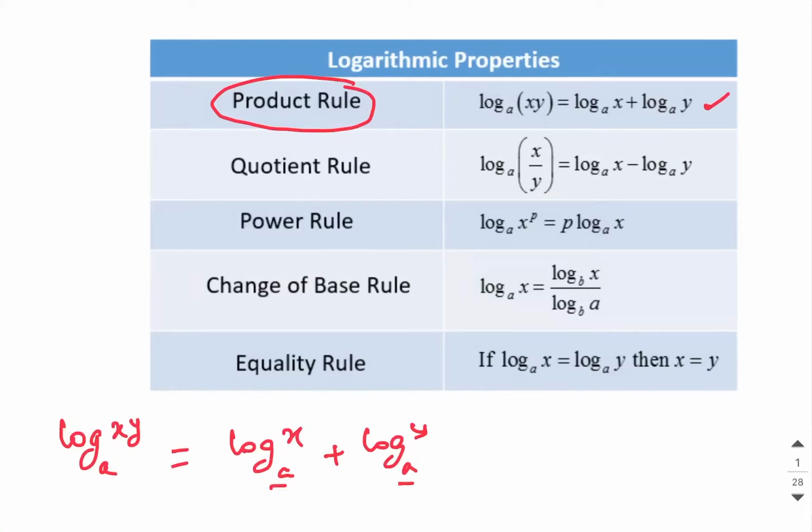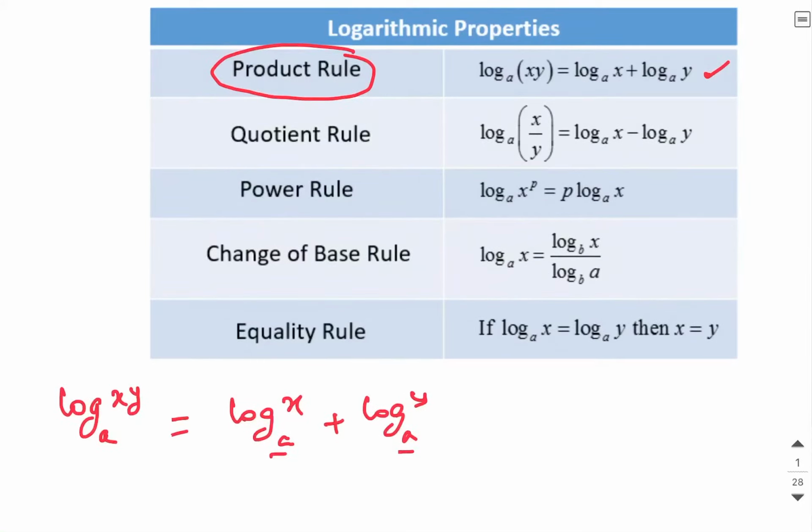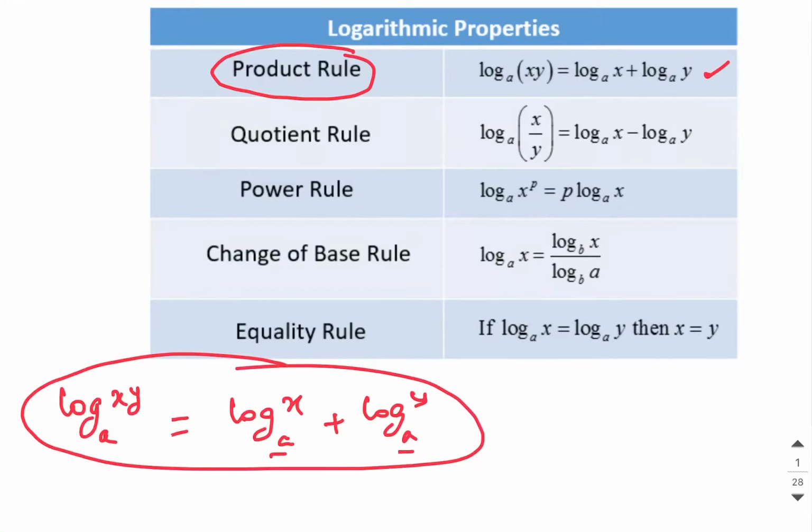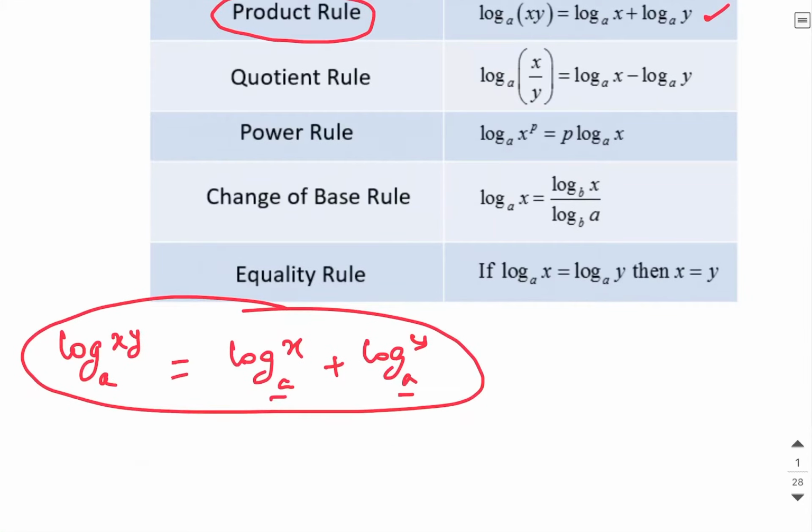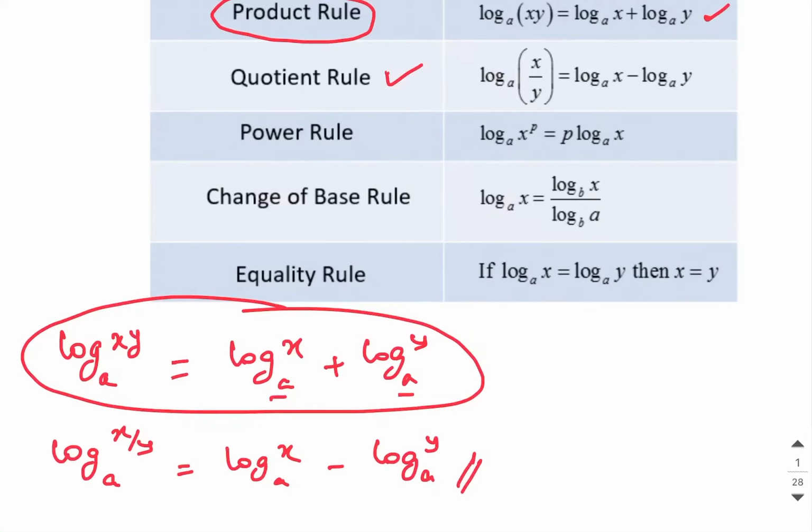I am not showing you the proof here because it is beyond the scope. So try to understand; this is most commonly used in the next exercise. Similarly, you have another rule called the quotient rule: log of the ratio of two numbers base a is written as log x base a minus log of y base a. Similarly, you have the power rule. The power rule is that log of x power p base a is written with the power coming as a multiplication factor: p log of x base a. So have this in your mind.